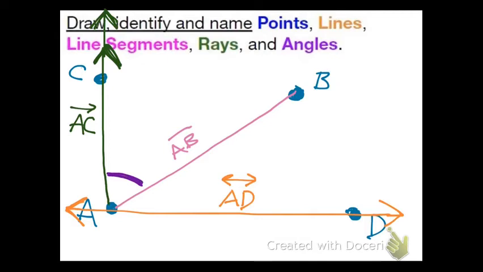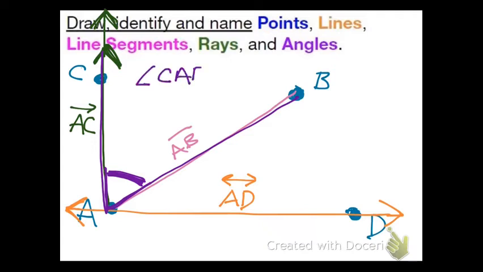An angle is measured in degrees. We'll talk about this later, but it's the number of degrees between these 2 line segments or rays. And so if I draw from C down to A and up to B, that is an angle. And the way that I label an angle is just like I just said it.